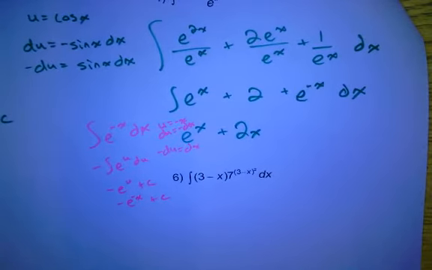Did I answer? Well, I'm still hearing what you just said. All that's going to happen here is your u value is going to be negative, which is going to make your du value also negative. So instead of a plus e to the negative x, it should be a minus e to the negative x.